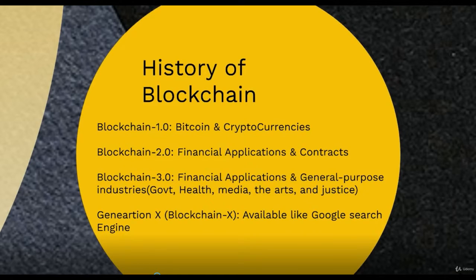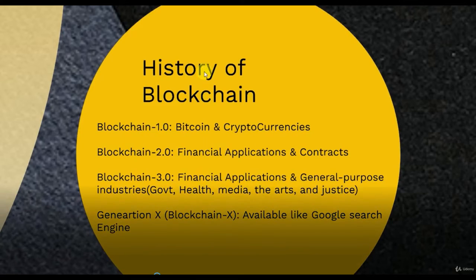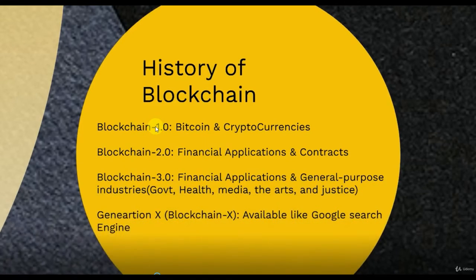So the initial versions of the blockchain are version 1, 2, 3, and X. Version 1 is the initial version, which, as I have already said, is all about bitcoins or the cryptocurrencies.